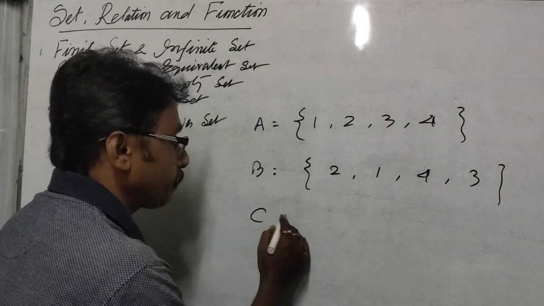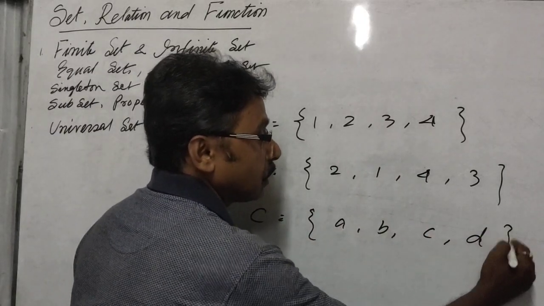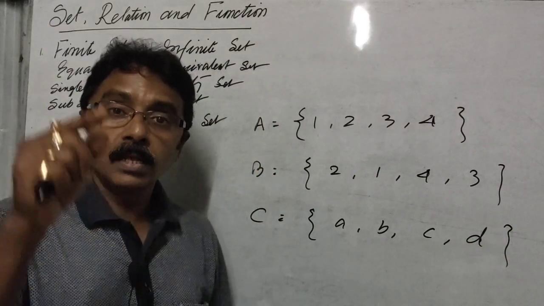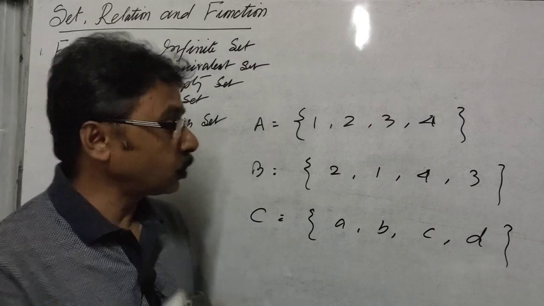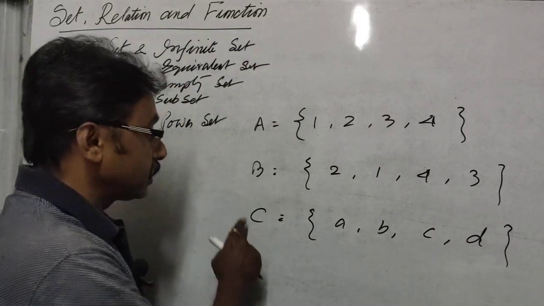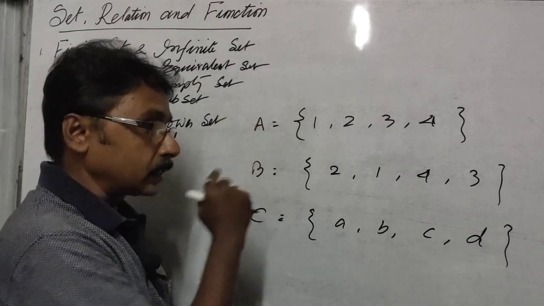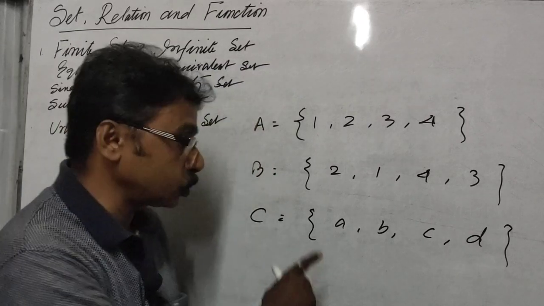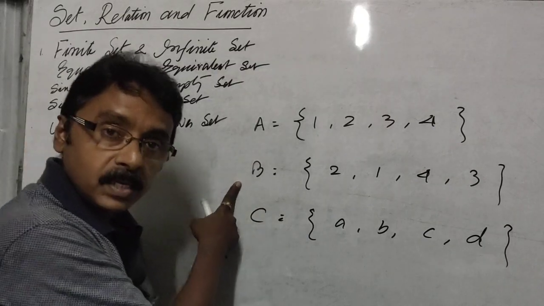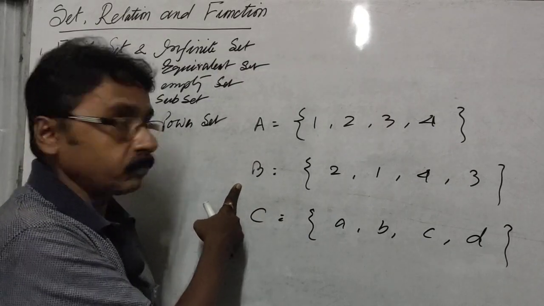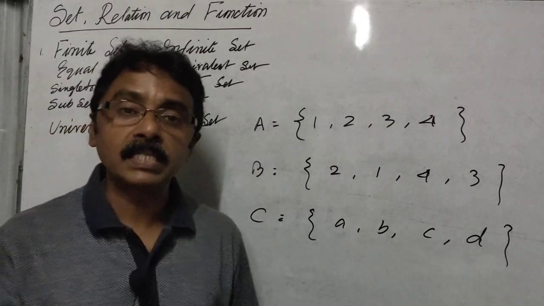Now another set I am taking, suppose C, with elements a, b, c, d. This set also contains the same number of elements but not exactly the same elements. So here we can't say that C is equal to B or A, but the number of elements belonging to the set C is the same as that of A and B. That means the cardinal numbers of the sets A, B and C are the same, then they are called equivalent sets.